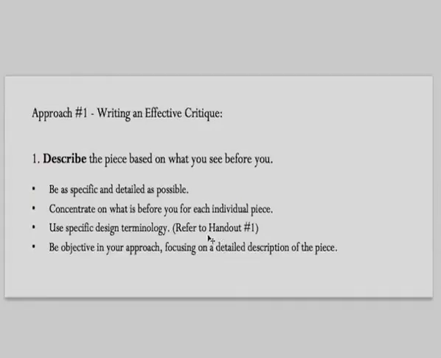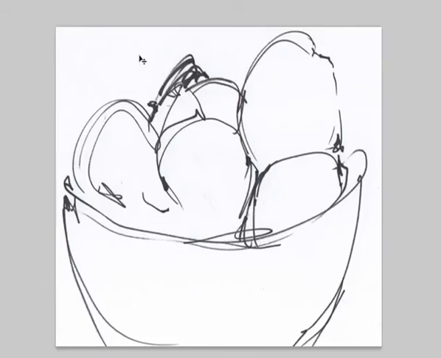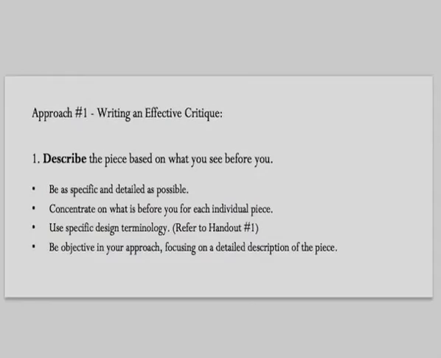Now, you don't have this handout, and I'll see if I can find it, but talk about the gesture drawing. In the case of the gesture drawing, we'll go back and look at this. Talk about how mass is built up by suggesting weight with this dark area, for example. If you're saying, I don't know what design terminology to use, go back and look at that reading again that talks about what a gesture drawing is, and that'll give you some ideas. Then be objective in your approach, focusing on a detailed description of the piece.